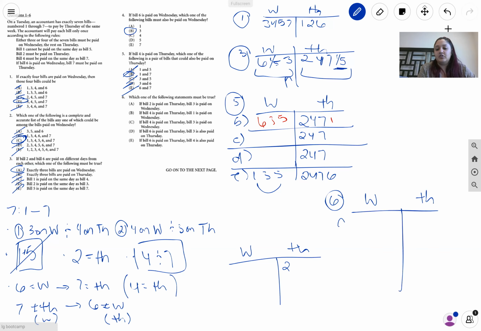So for A, it says if bill 2 is paid on Thursday, bill 3 is paid on Wednesday. So I know that 2 has to be on Thursday every single time. But I'm gonna see if I can put 3 on Thursday and still make my diagram work. So if I do that, then maybe I put 4 and 7 here, 1 here, and 6 and 5 over here. And that doesn't break any rules. So I know that this could work, which means I don't need it to be true that 3 is always paid on a Wednesday. Does that make sense to everyone?